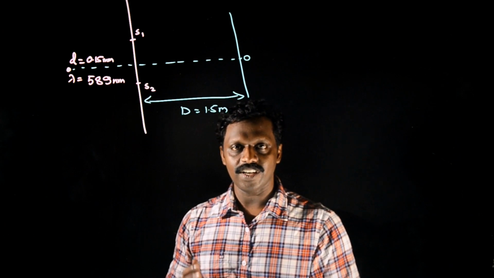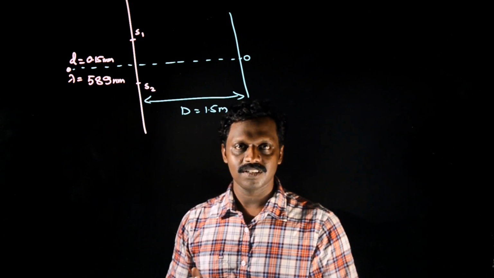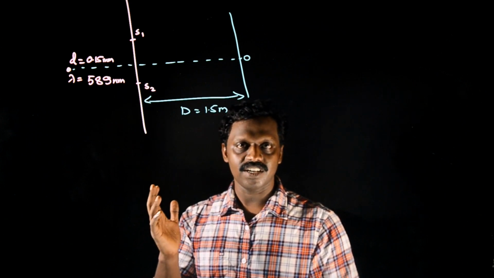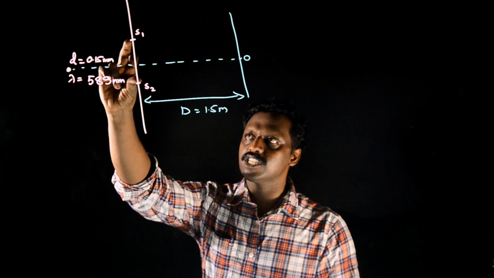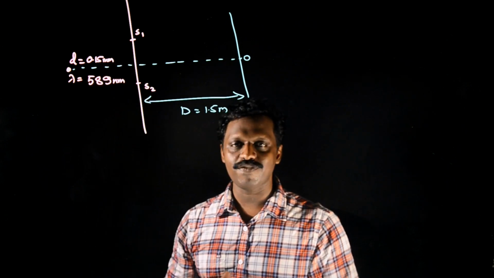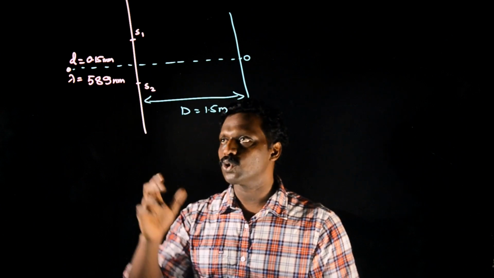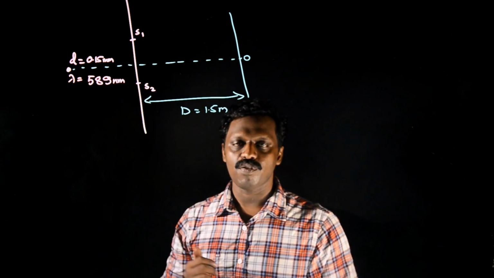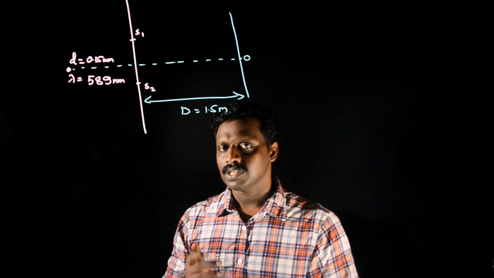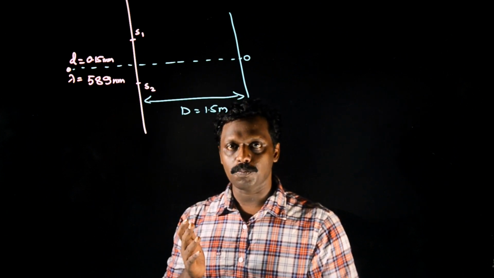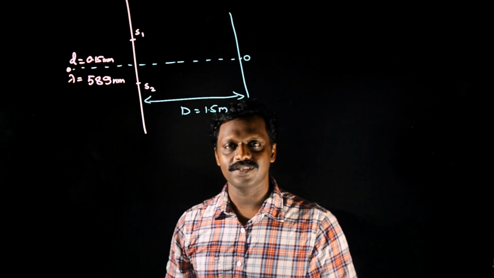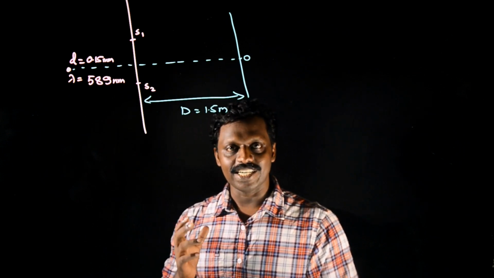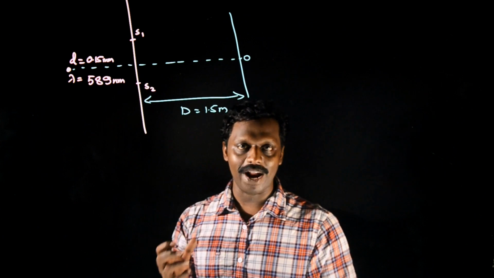This question is from the chapter Wave Optics. We have a Young's double slit experiment arrangement where the distance between the two slits is given as 0.15 millimeter and the source has a wavelength of 589 nanometer. The pattern is obtained at a screen placed at a distance 1.5 meter from the two slits. We have to find the distance between two successive bright bands.